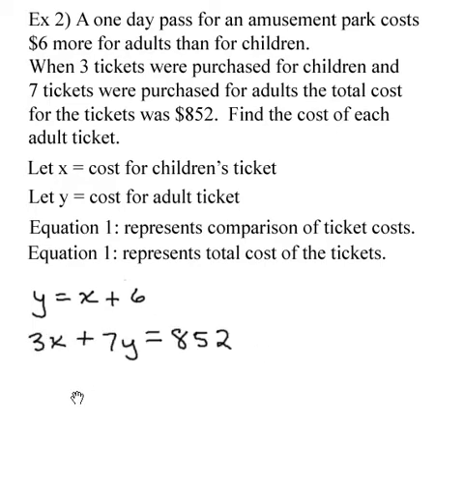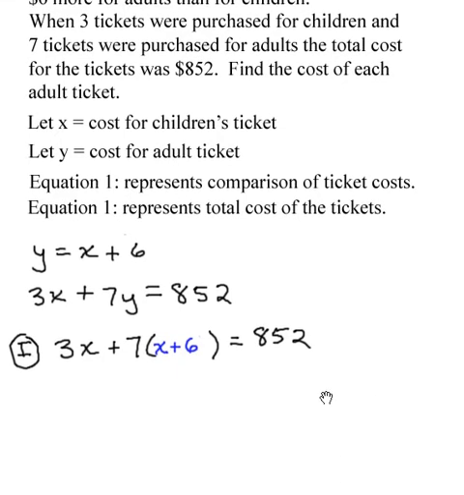Second equation, there were 3 tickets purchased for children, which were X, so 3X, plus 7 tickets that were purchased for adults. And again, Y is representing the cost of an adult ticket. And if we add the amount of money spent on children's tickets and adults' tickets, that's equal to $852. So there's our 2 equations. And this particular setup is much easier to solve using the substitution method.